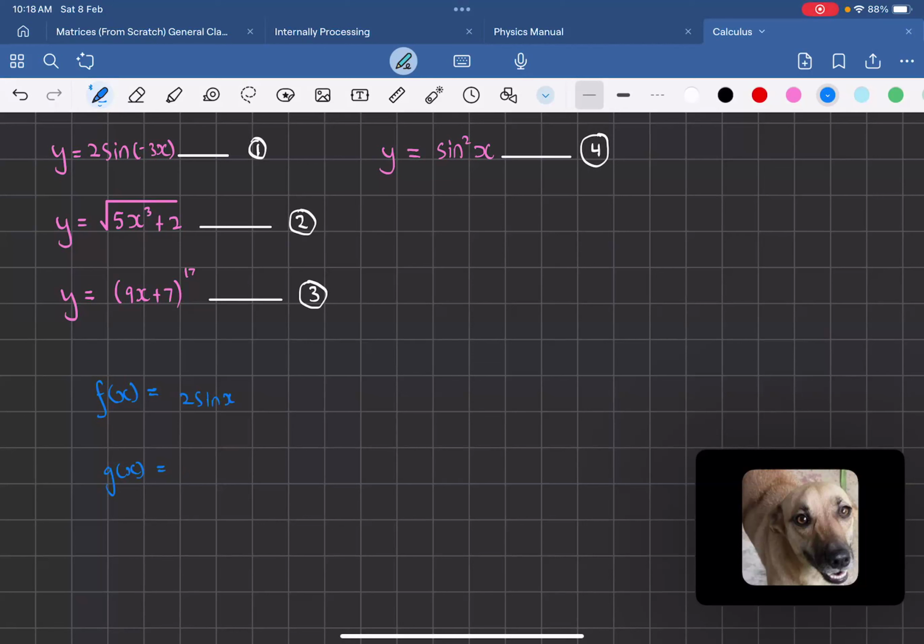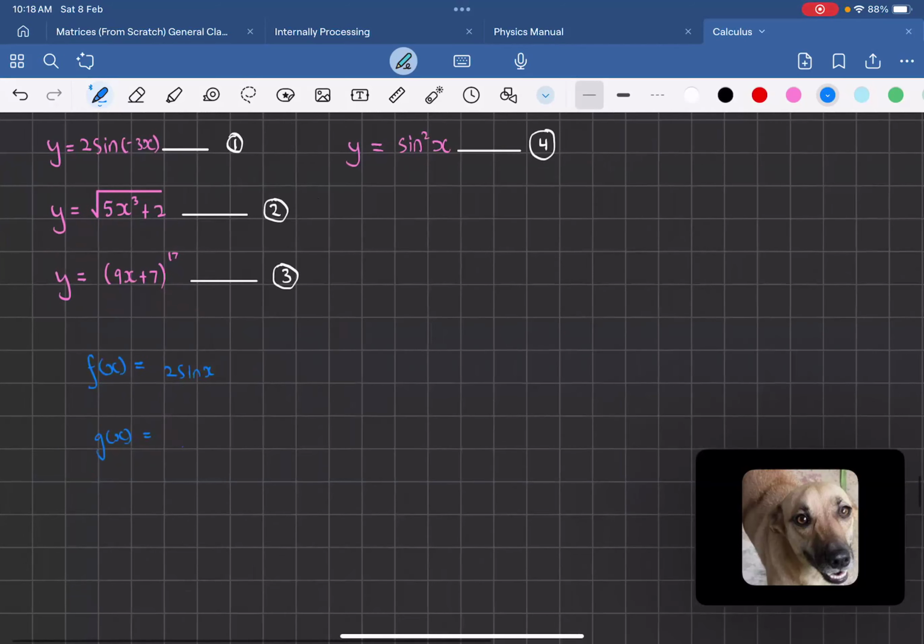So, Nicholas, the problem is we don't know how to differentiate 2 sine minus 3x. So what we're going to do is split it up into two functions. Watch. I'm going to say f of x is 2 sine x, and I'm going to say g of x is minus 3x. So if I plug g of x into this, what am I going to get? If I replace the x here with minus 3x, what am I going to get? 2 sine minus 3x. And that's the original thing.